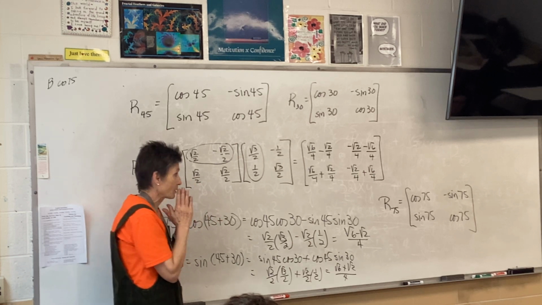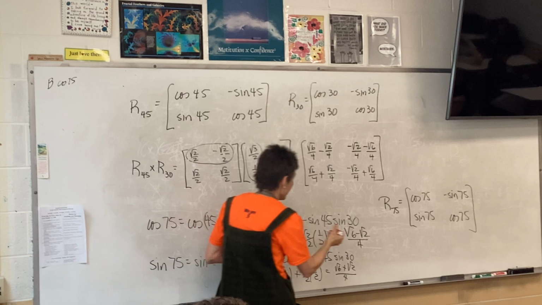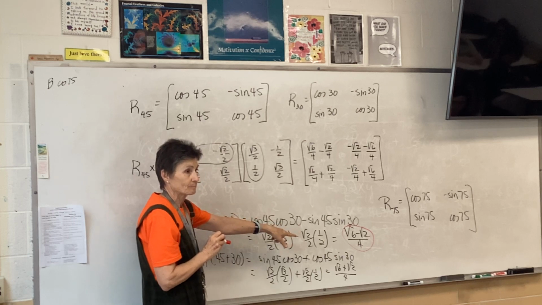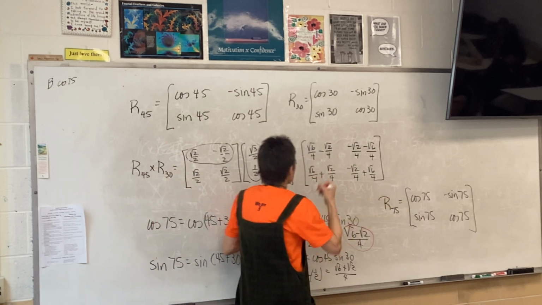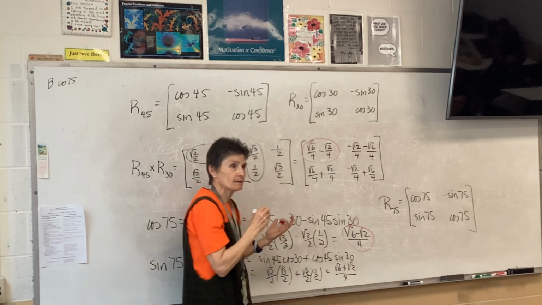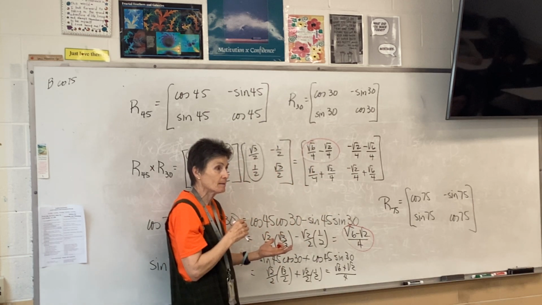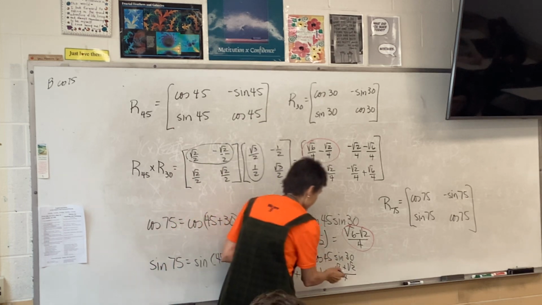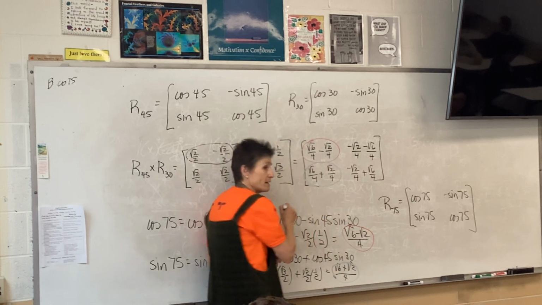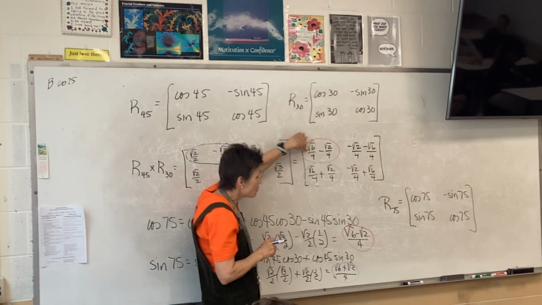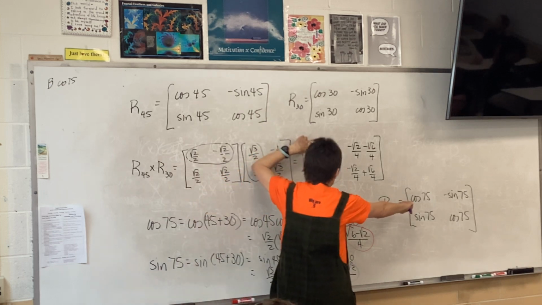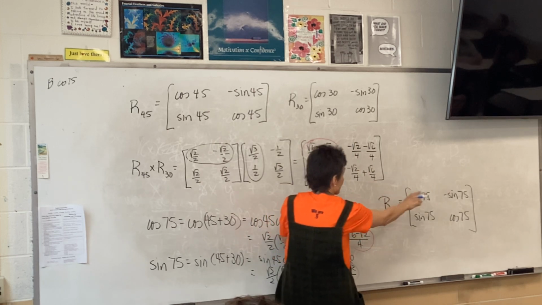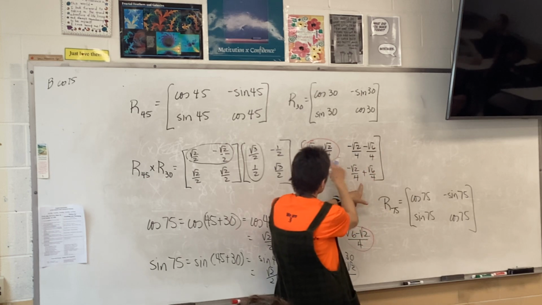Wait a minute. The cosine of 75, using my formulas, is that. Isn't that exactly what's right here? I didn't combine it there, but isn't that exactly the same thing? And the sine of 75 is this, and isn't that exactly what's right here? So this is the cosine of 75, and the sine of 75, and the opposite of the sine of 75, and then the cosine goes backwards, but it's the same thing.